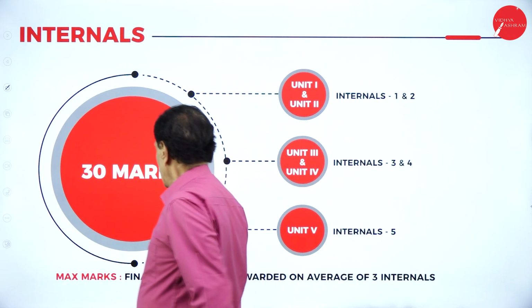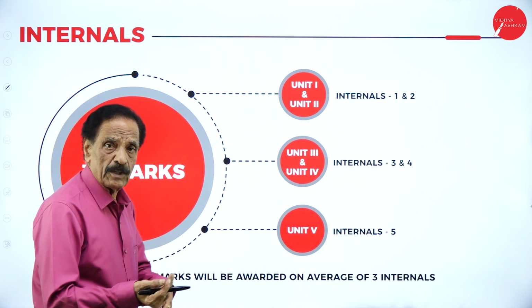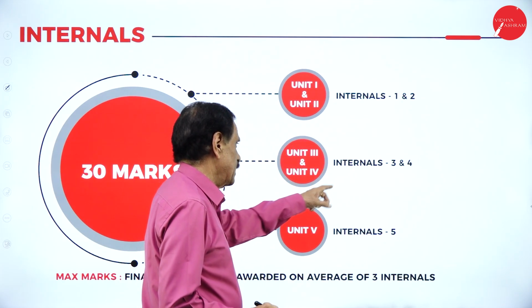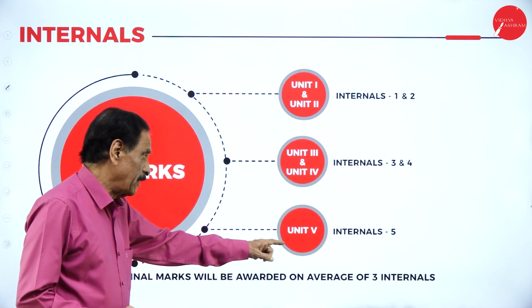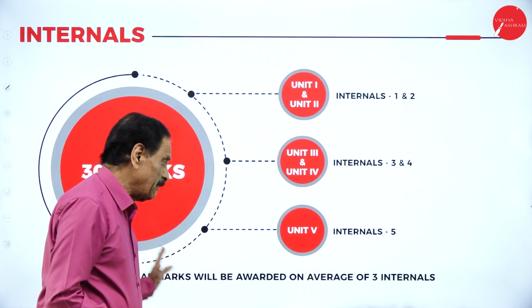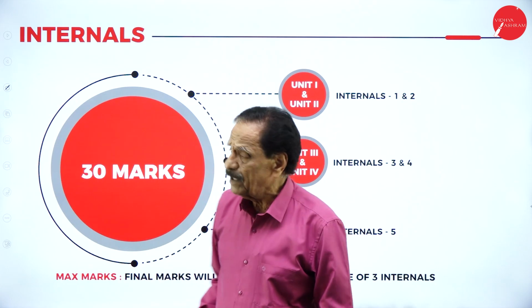Then internal 30 marks will be converted to 40 marks. First internal covers Units 1 and 2, second internal Units 3 and 4, third internal Unit 5. All the 3 marks will be added and divided by 3. The average marks will be taken into consideration.